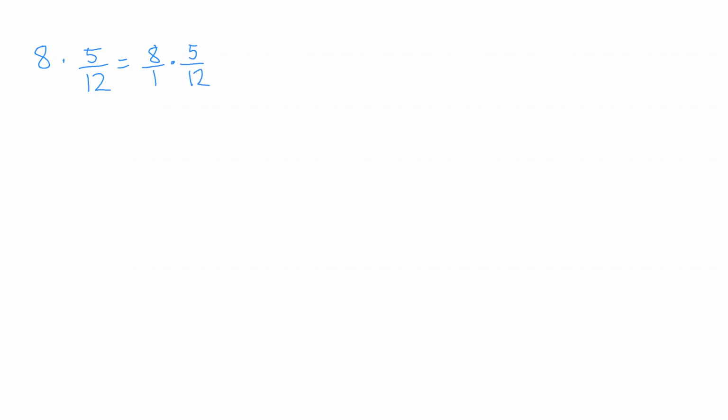All right, so I have 8 over 1 times 5 over 12. I want to look for any common factors in the top and bottom that can be divided out. For me, I notice a 4. 8 and 12 are both divisible by 4. So 8 divided by 4 is 2. 12 divided by 4 is 3. All right, if I were to clean it up, I have 2 over 1 times 5 over 3. There are no longer any common factors in the top versus the bottom, so I multiply, and I get 10/3.